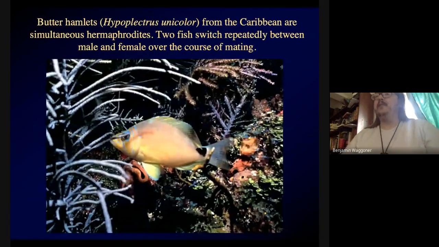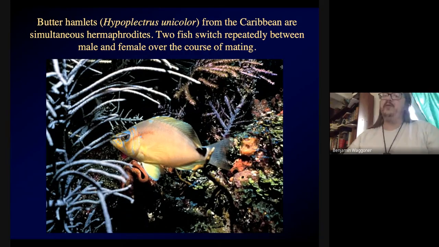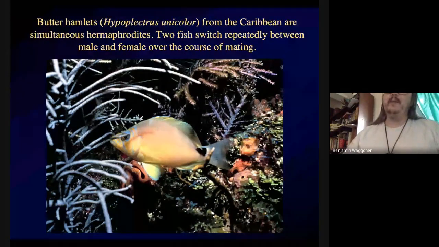One example of a simultaneous hermaphrodite is a Caribbean reef fish called the butter hamlet. That's what it looks like. And 2 fish, when they like each other, will just get together and repeatedly switch between producing eggs and producing sperm over the course of mating, which I am told can take several days.